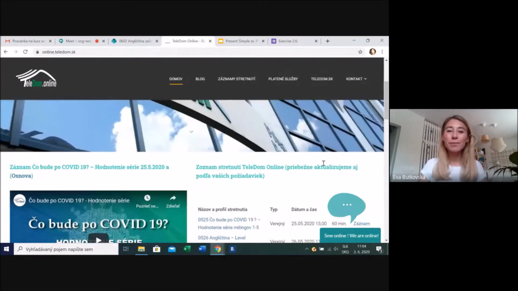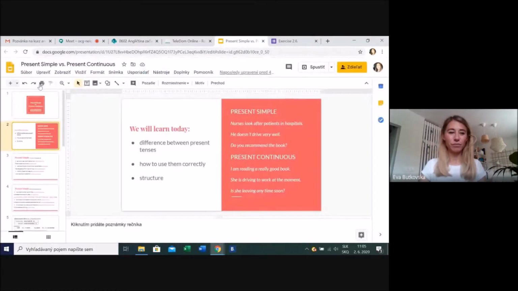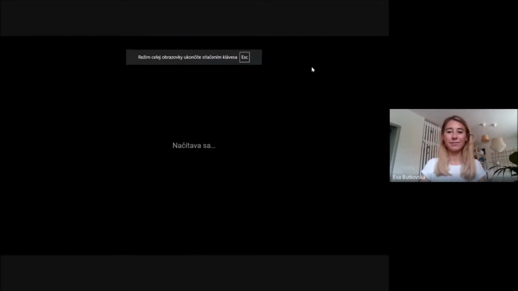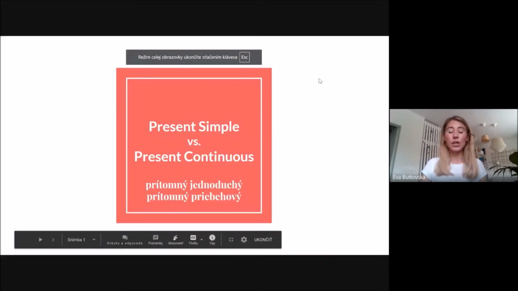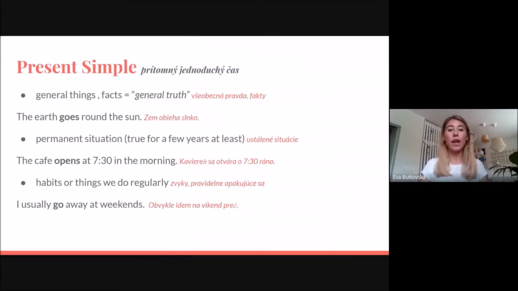So that was the introduction, and let's jump to today's topic, and that's present simple and present continuous. So today we will talk about the difference between these two present tenses. We will talk about how to use them correctly. We will talk about the structure, so how these two tenses look like, and how to use them. So let's start with the present simple.